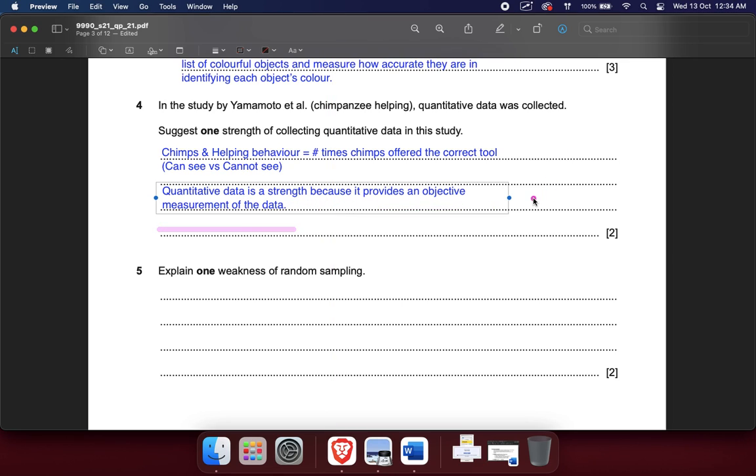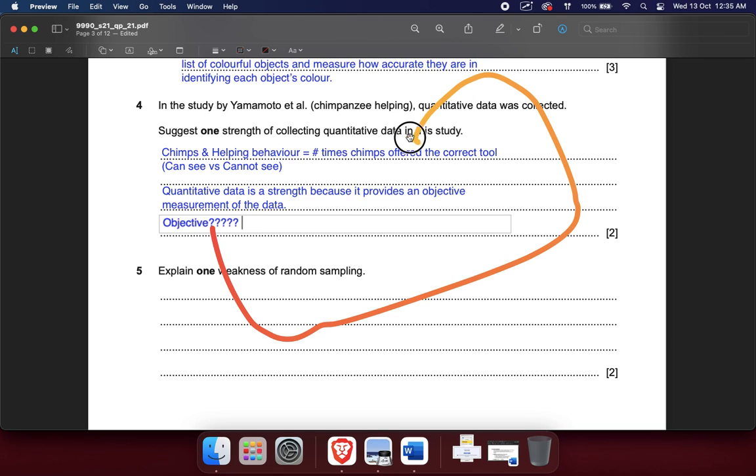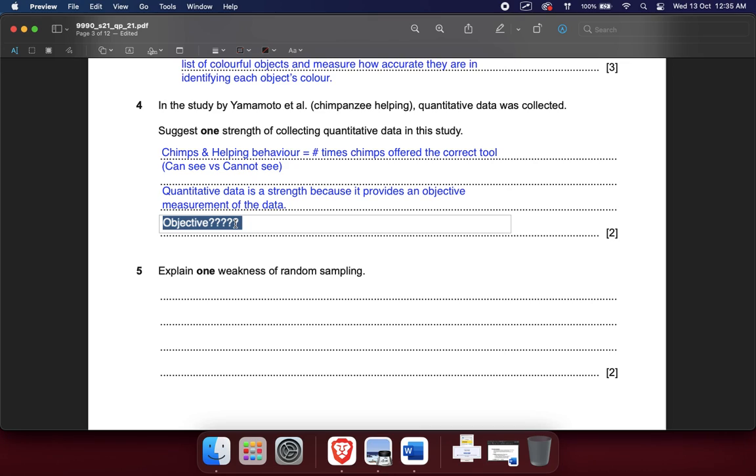Quantitative data is a strength because it provides an objective measurement of the data. Okay, so good. You've identified the strength, right? Quantitative data is objective. Great, but that's only worth 1 point. Why is objective good, right? Why does it matter that objective is good, particularly in terms of this study, right? So again, we want to talk about this study in context.